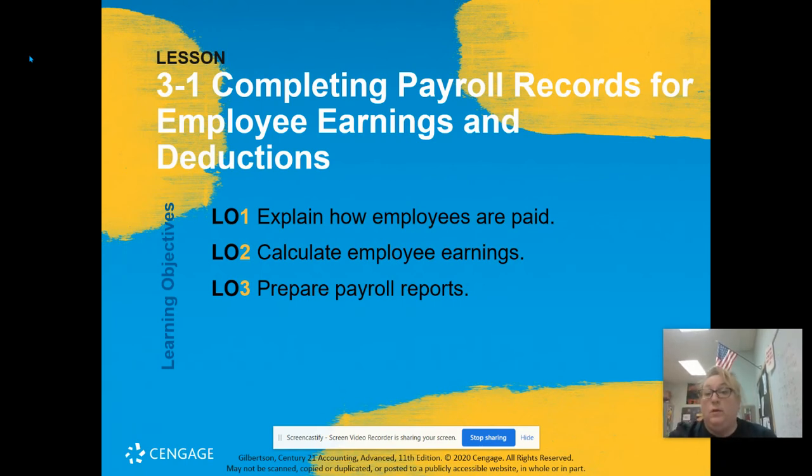We are going to talk today about chapter 3, which is payroll. This is in the advanced book. You have already done payroll at least one time in the non-advanced class, in your accounting 1 class or even in your accounting 2 class. So this should mostly be a review, but we're going to go through it real quick again. We're going to see how employees are paid, calculate their earnings, and prepare some payroll reports, and then I'm going to walk you through those steps when we get to the work-togethers.